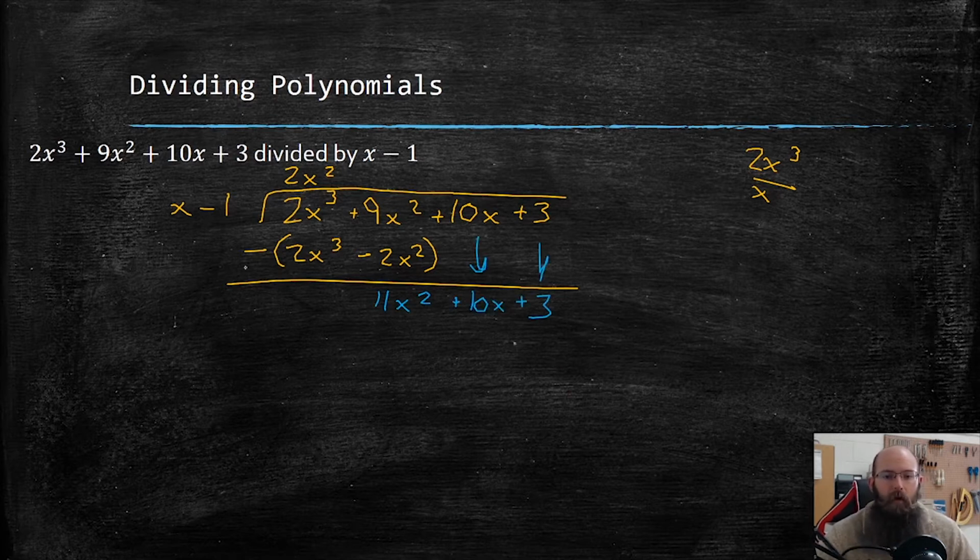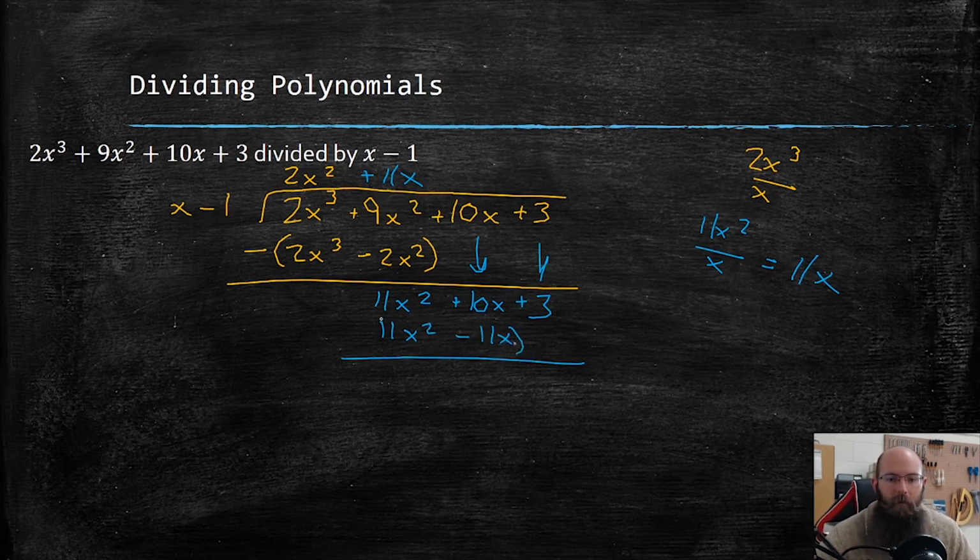Then I need to figure out this x out in front and this 11x squared. I need to divide those two things. So 11x squared divided by x. One of those x's cancels. I end up with 11x. That's what goes up top. 11x. Then I distribute that into everything out front. 11x squared minus 11x. Wrap that up in parentheses, and I need to subtract it away. And this first chunk cancels like it's supposed to. Then 10x minus a negative 11x, which is 21x, and then the 3 comes down.